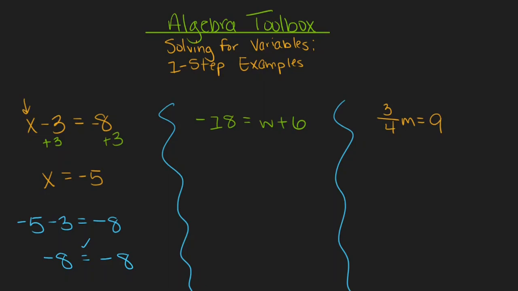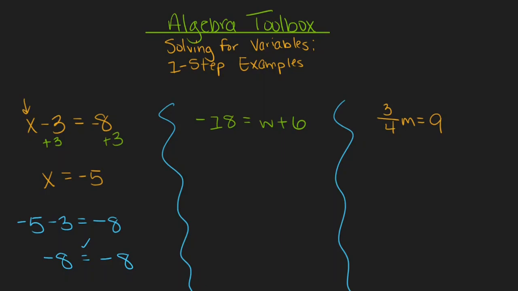I have negative 18 equals w plus 6. In this problem, our variable is on the right-hand side. That's okay. It doesn't matter what side of the equation the variable is on. All that matters is that we want to get that variable alone, regardless of which side it's on.